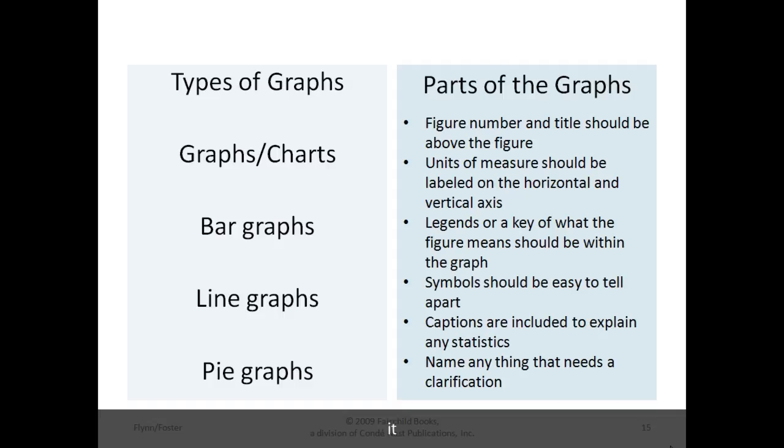Okay, now we're going to look at some different types of graphs. So there's charts, bar graphs, line graphs, and pie graphs. And the different parts of the graphs are the figure number and the title should be above the figure. Units of measure should be labeled on the horizontal and vertical axis. Legends or a key of what the figure means should be within the graph. And symbols should be easy to tell apart.